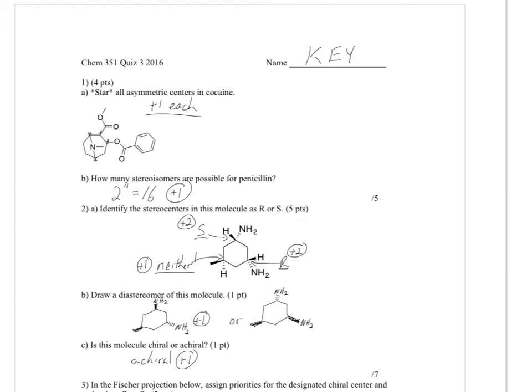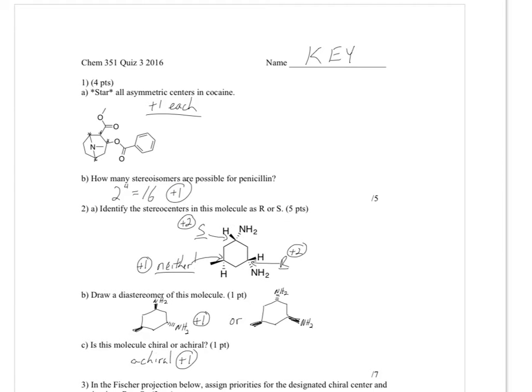All right, here, quiz 3 from 2016, unit 3. For this first one, you have cocaine, not penicillin, sorry, it's supposed to be cocaine. Start with the asymmetric centers, so we're looking for sp3 hybridized atoms with different things attached. So there's 1, 2, 3, 4. sp3 hybridized, 4 different things attached. How many stereoisomers are possible?